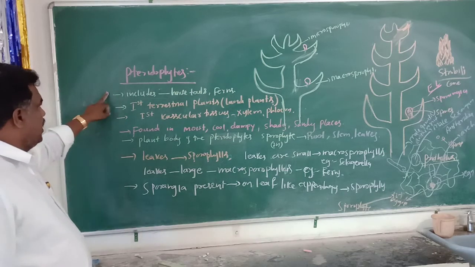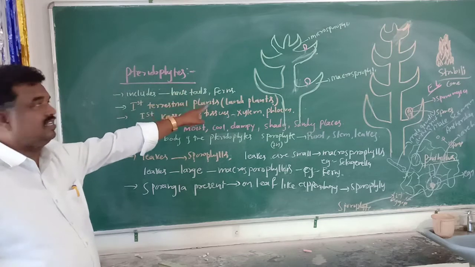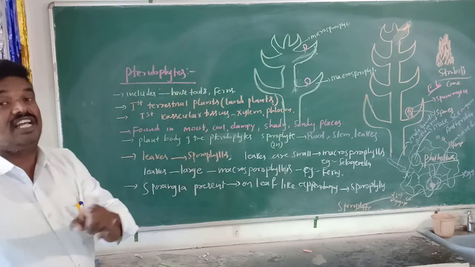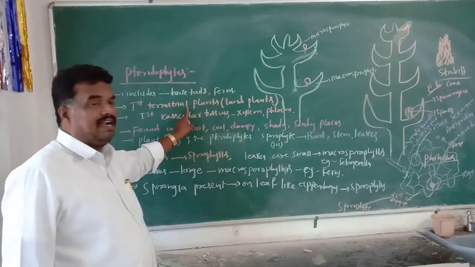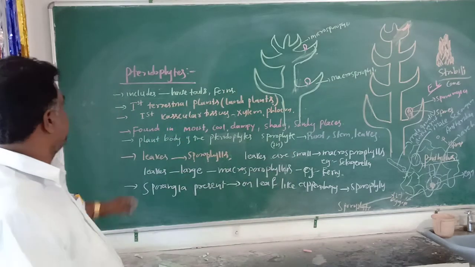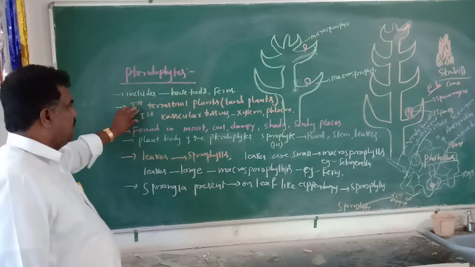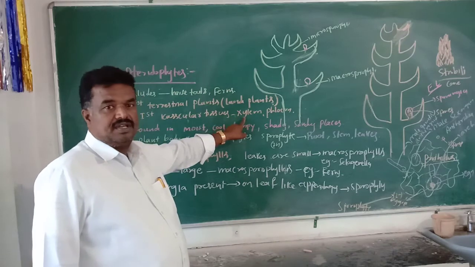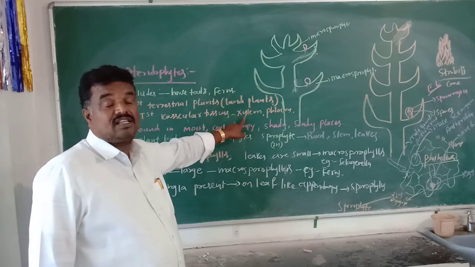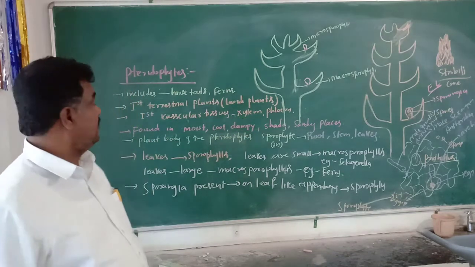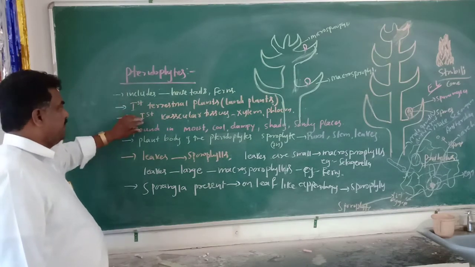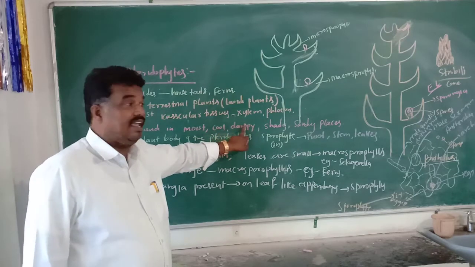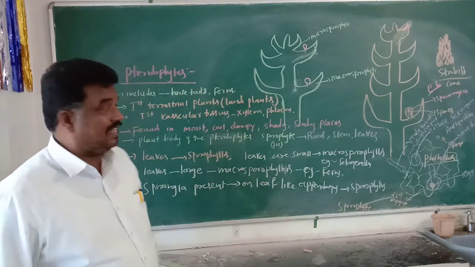So, taking pteridophytes: pteridophytes include club mosses and ferns. Let us go to the second point. Pteridophytes are the first terrestrial plants. Why terrestrial plants? Because they are the first land plants. Now these pteridophytes developed the first vascular tissues like xylem and phloem. Yes, these are called the first vascular plants or first tracheophytes. Now generally pteridophytes are found in moist, cool, damp, shady and sandy places.